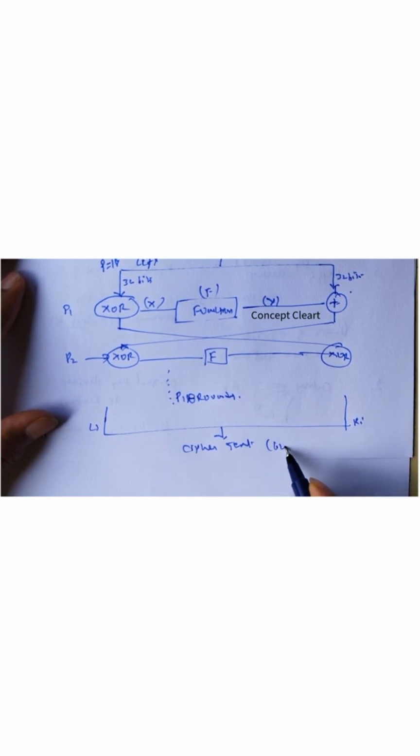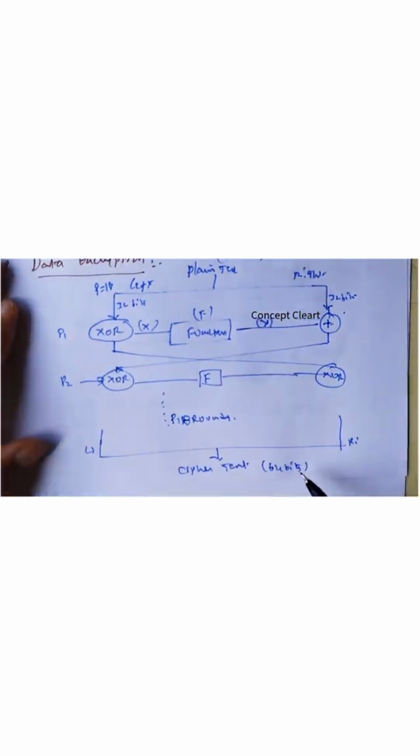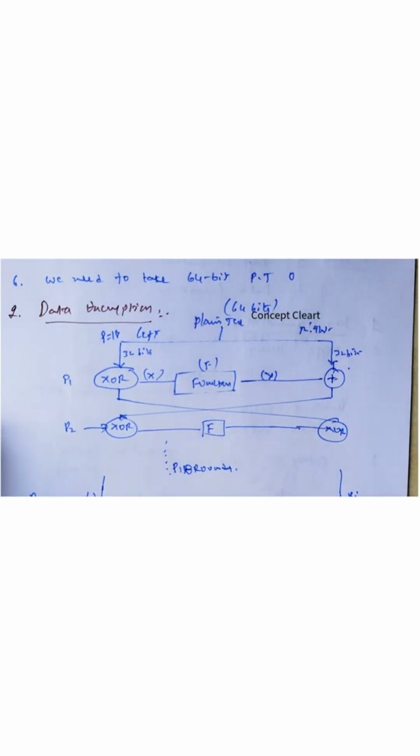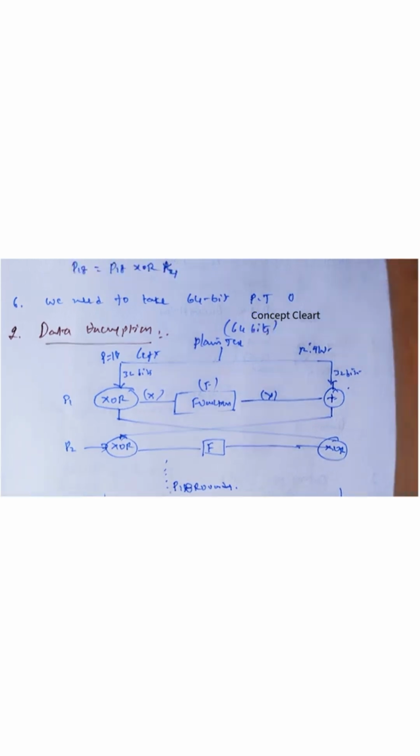What is the size of the cipher text? It is also 64 bits. Why? Because the plain text is 64 bits, the cipher text is also 64 bits. Okay, clear? This is about the data encryption. This is the data encryption algorithm.